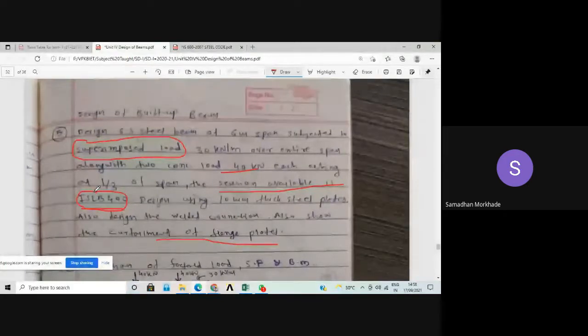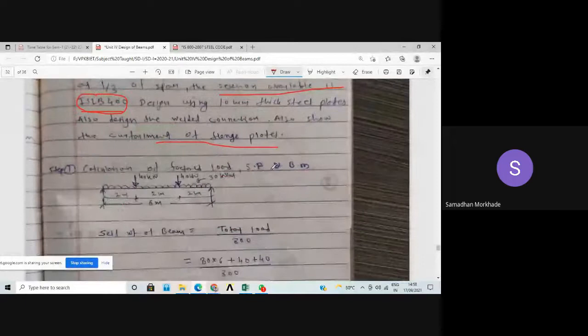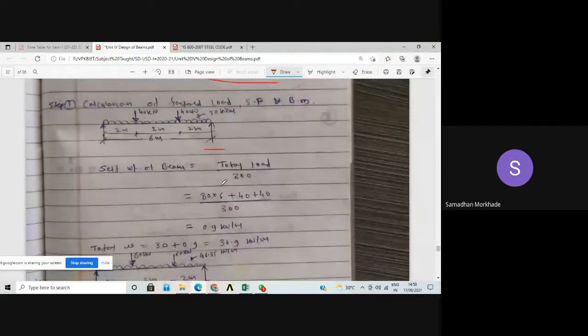Okay, so just have a discussion on how it is. So this is your loading diagram as per the given example. 6 meter span beam, UDL 30 kilonewton per meter, there are 2 point loads acting at 1/3 of the span. Self weight of the beam is accounted here: total load divided by 300.